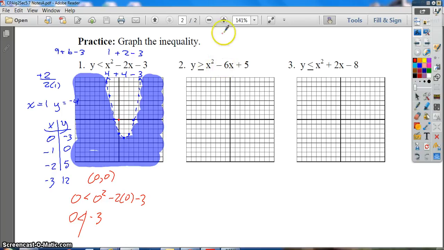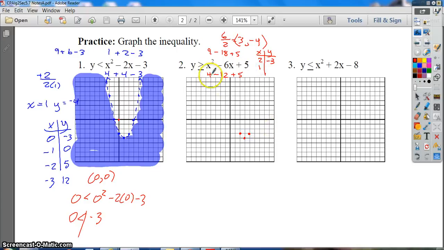I'm going to go negative b, so that's 6 over 2, which is 3. If I plug 3 in, I'm going to have 9 minus 18 plus 5. So negative 9 plus 5 is negative 4. There's my vertex. 3, down 4. Okay? So I did 3, so now I'm going to put in 2. If I put 2 in, I get 4 minus 12 plus 5, which is negative 3. So 2, negative 3.